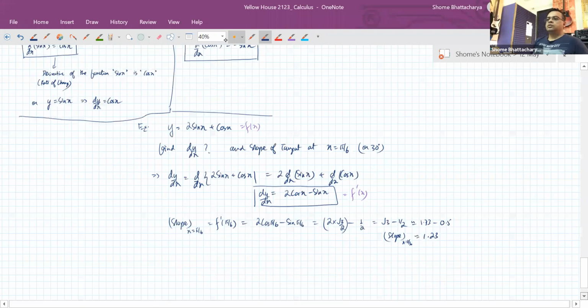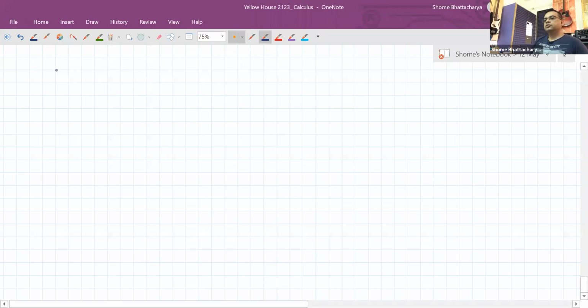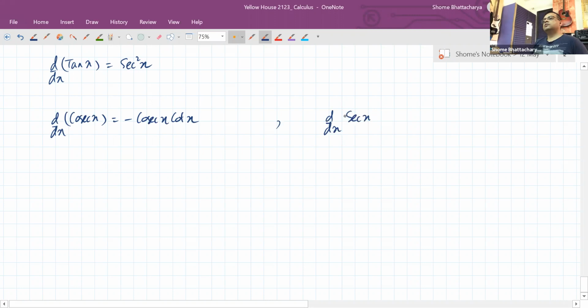Okay, now the other fundamental trigonometric functions, let's look at their derivatives. So the remaining formulae for trigonometric functions: derivative of tan x is sec square x. Okay. Derivative of cosec x is minus cosec x into cot x. Okay. Derivative of sec x is sec x into tan x. And the derivative of cot x is equal to minus cosec square x.